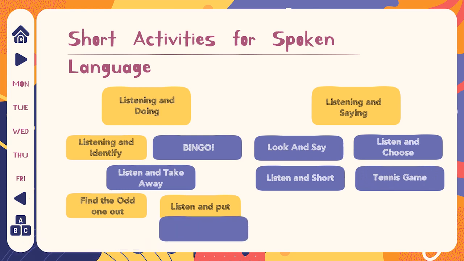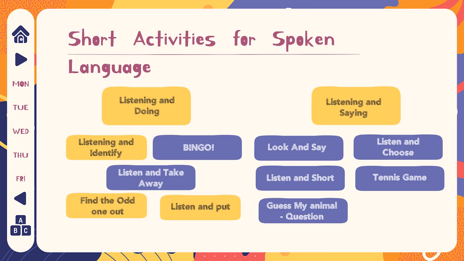Number 5. Guess my animal. Like the name, this activity requires questions. So the teacher or pupils choose an animal but don't tell. So they need to guess the animal by asking yes or no questions. But the questions will need to be modeled by the teacher first.